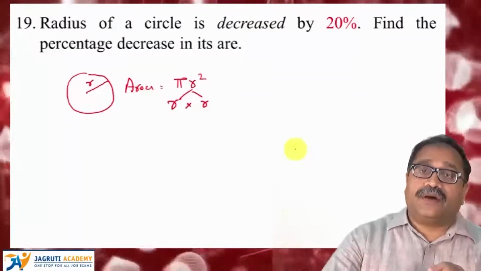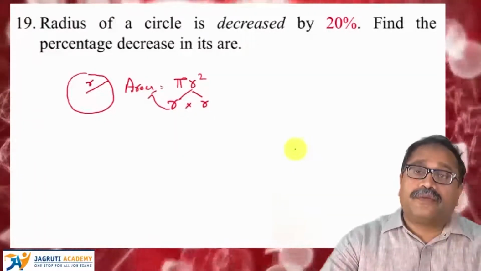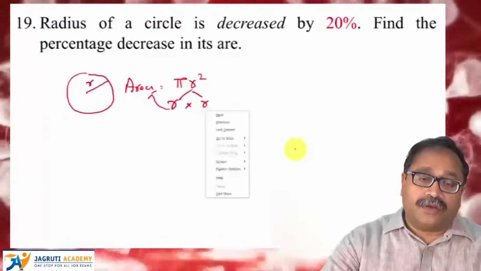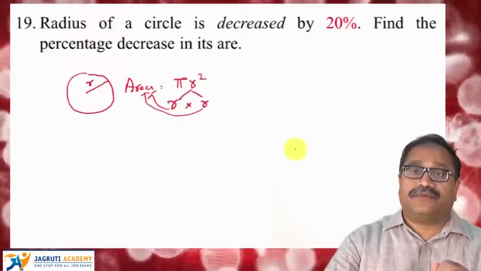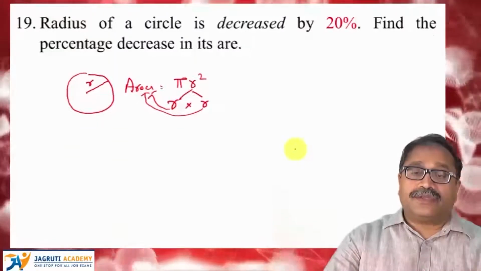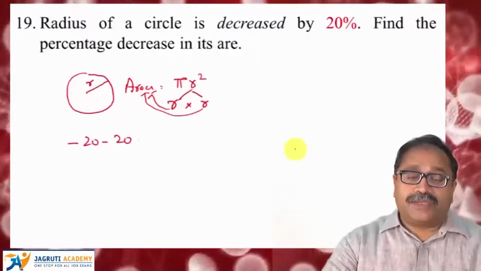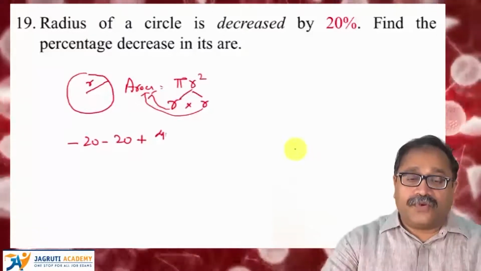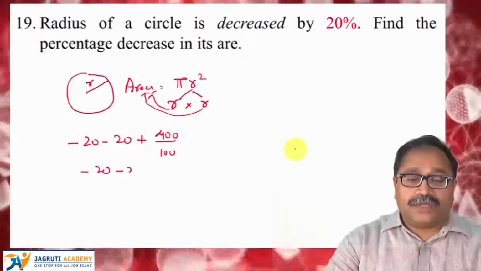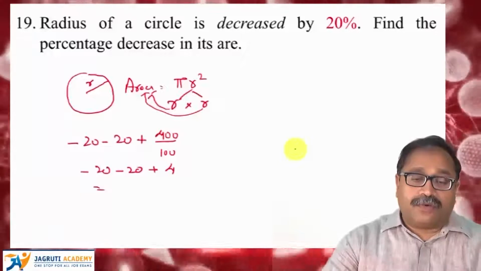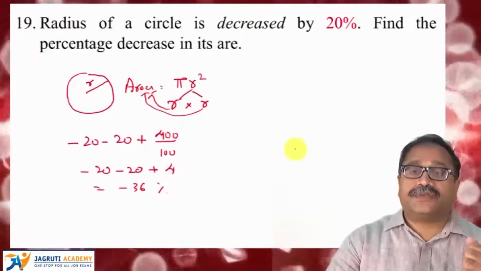So if you make any change in r, that will affect the area 2 times. This r will affect the area, and again there is an effect from r. Therefore the second time it will affect the area. So there will be 2 effects of 20% on area. Now if 20% is decreased, then minus 20 minus 20 plus 20 into 20, that is 400 by 100, which is equal to minus 40 plus 4, which is equal to minus 36. So the area will decrease by 36%.